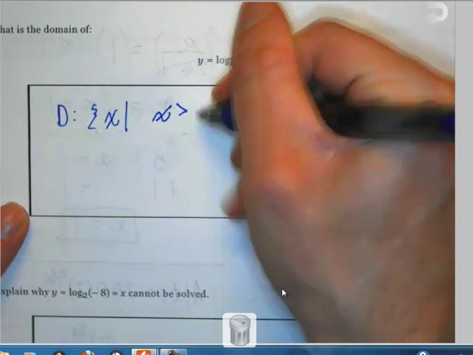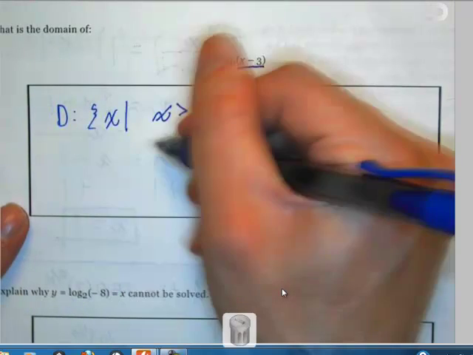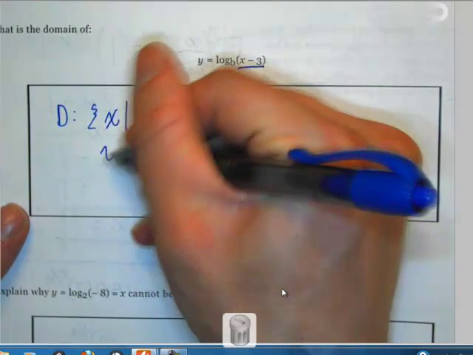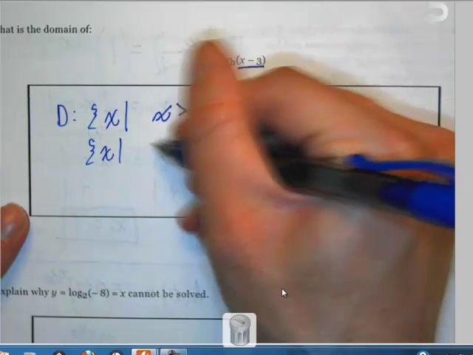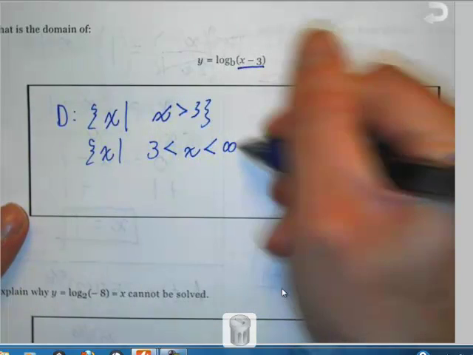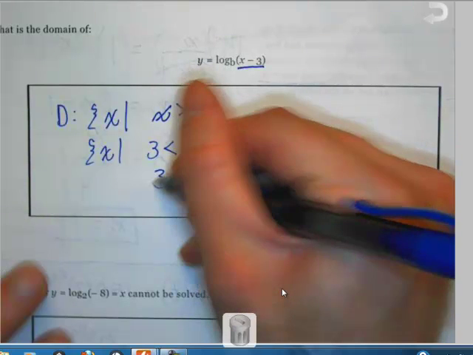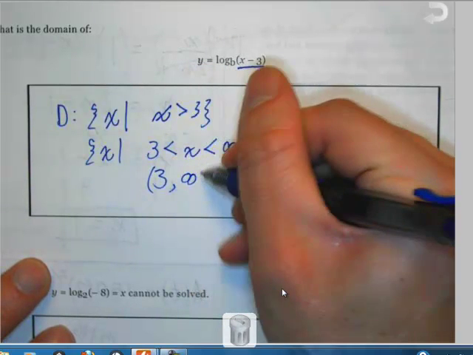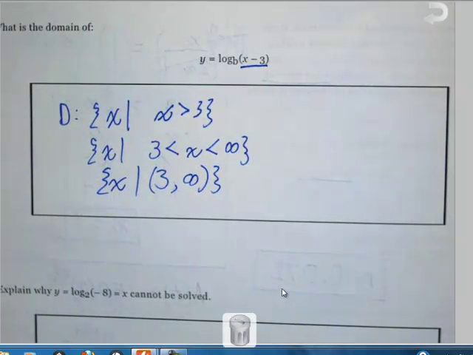be greater than 3. Now, if you want to list it as an interval, you could always do it as the set of x such that x is between 3 is less than x is less than infinity. And if you're one of those interval notation types, 3 to infinity. Any of those would work.